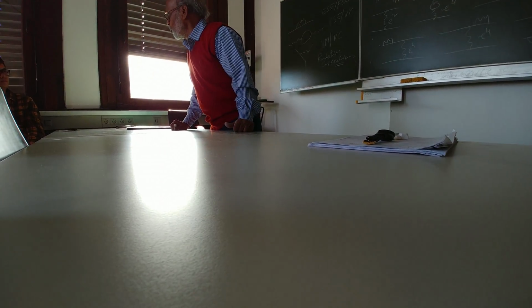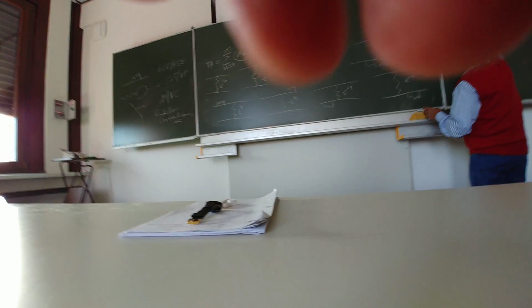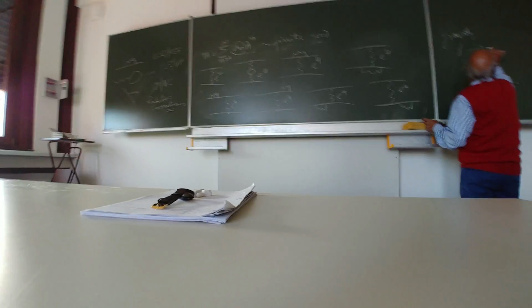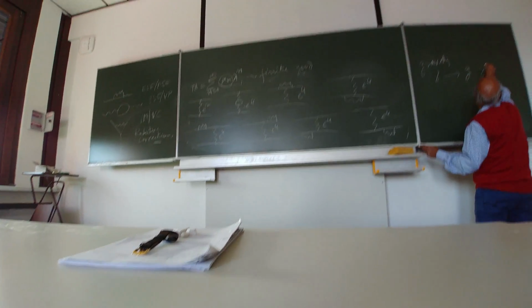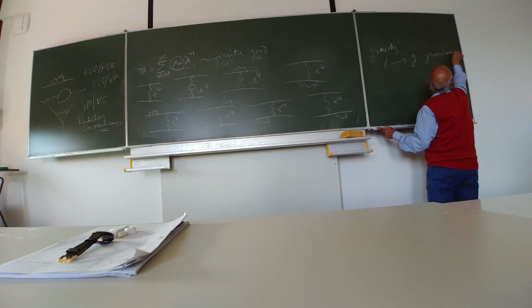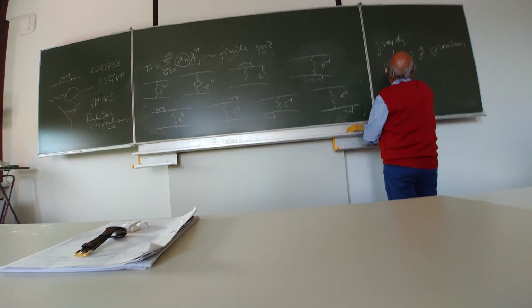If I would do a similar thing in gravity theory, I would get something absurd. How would I do gravity theory? For doing gravity, I would replace this by a graviton. This is a photon. So replace all of them, and this is a diagram.